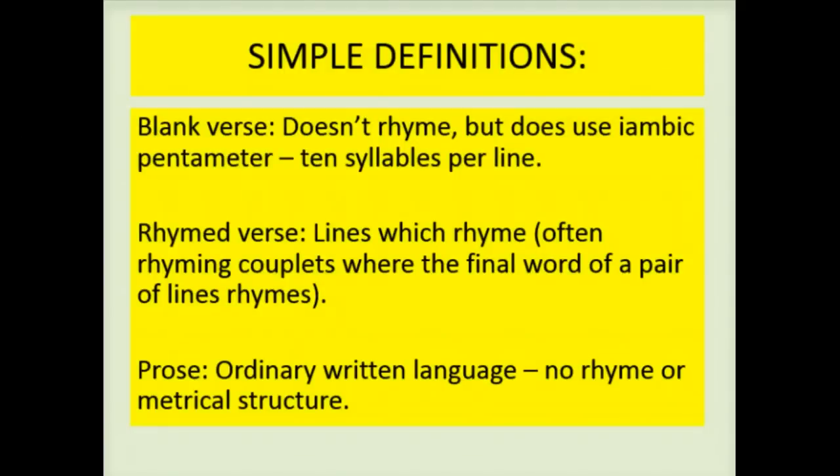but they don't rhyme at the end. Now, rhymed verse are obviously lines which rhyme, and they're often in Shakespeare's plays rhyming couplets, 2 lines, where the final word of each pair of lines rhymes. And prose is ordinary written language where there's no rhyme or metrical structure at all. Now, what I'm going to do is show you examples of all of these in Act 3 Scene 1.